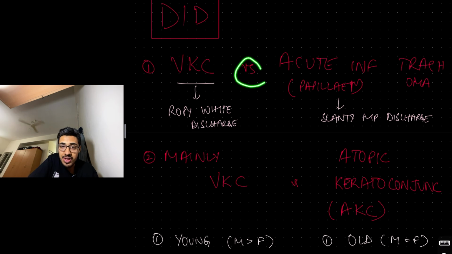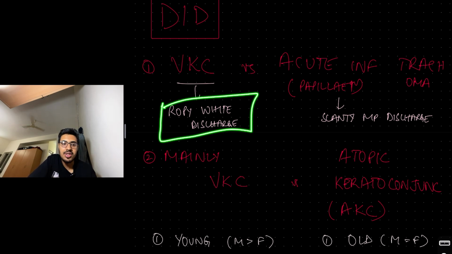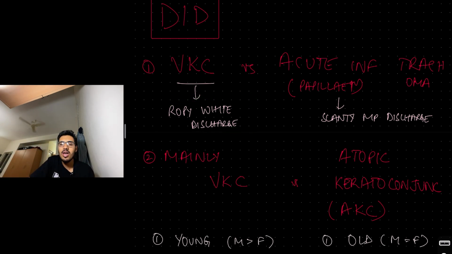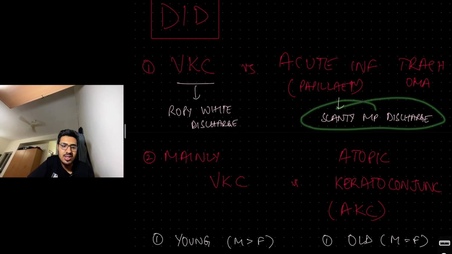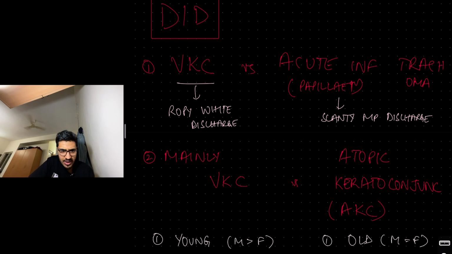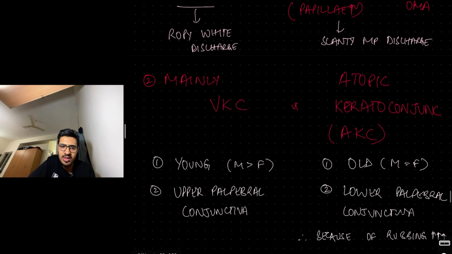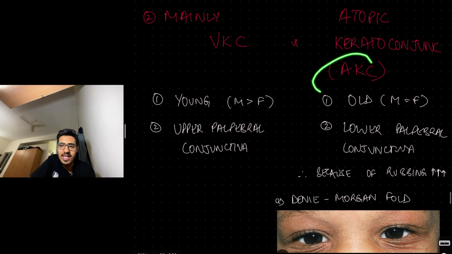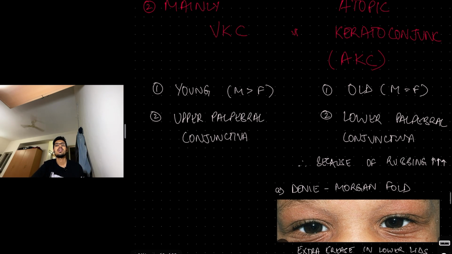But you can differentiate between the two based on the type of discharge. This ropey white discharge is only in VKC. Here you will have a little bit of mucopurulent discharge in trachoma. This is one differential diagnosis, but the most confusing one is this: VKC versus AKC, atopic keratoconjunctivitis. See, VKC, as I told, 5 to 15-year-old boys, young boys. AKC, atopic keratoconjunctivitis, equal sex predilection as well as more common in old age.